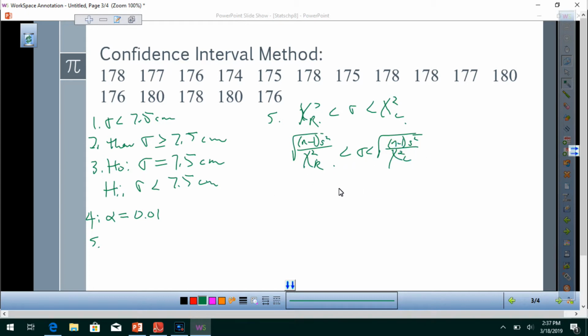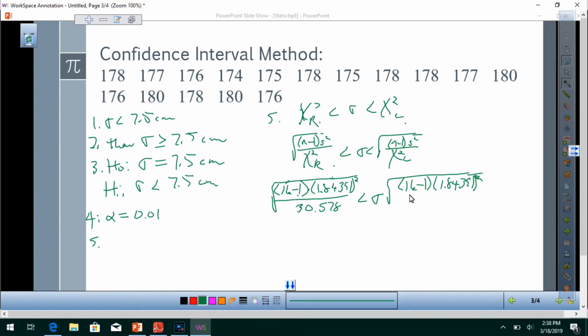Okay. So now we're going to have the square root of 16 minus 1 times 1.84391 squared over 30.578 is less than sigma, and then we're going to have the square root of 16 minus 1 times 1.84391 squared over 5.229. Well, how did I get 30.578?